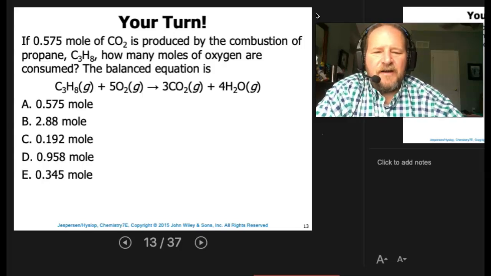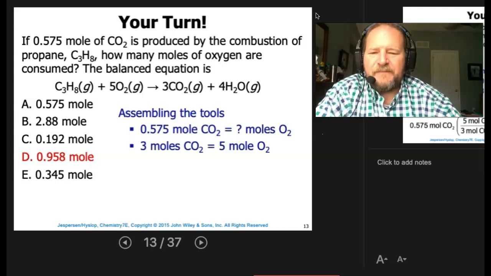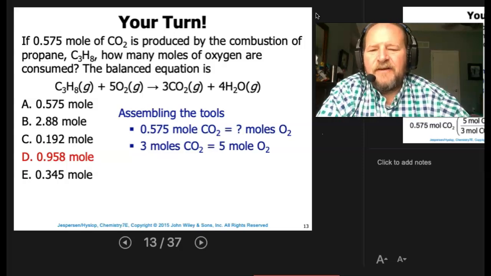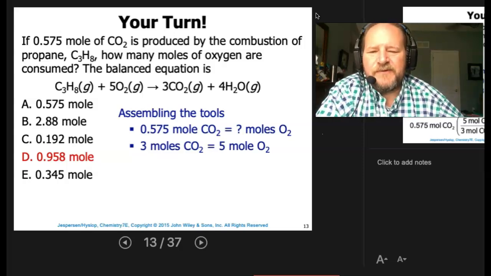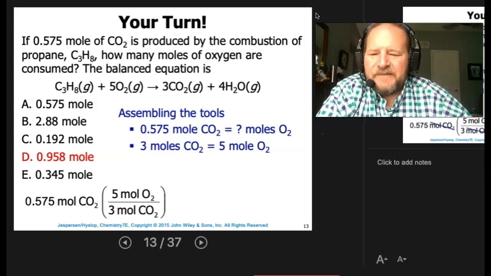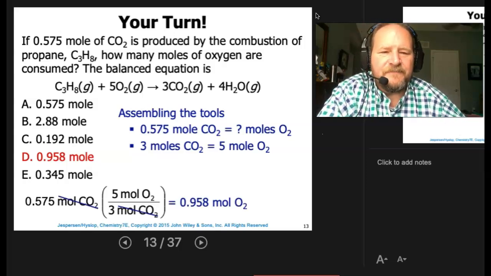All right, so here are our options. Give a little pause there, and hopefully you pick D, 0.958. Again, the way we would do it, we have 0.575 moles of CO2 would be how many moles of oxygen? We know that 3 moles of CO2 will produce 5 moles of oxygen after we've balanced it. So 0.575 times 5 divided by 3, and that's where we got our 0.958.